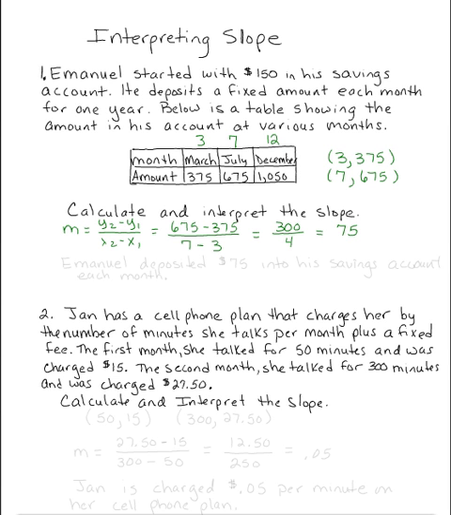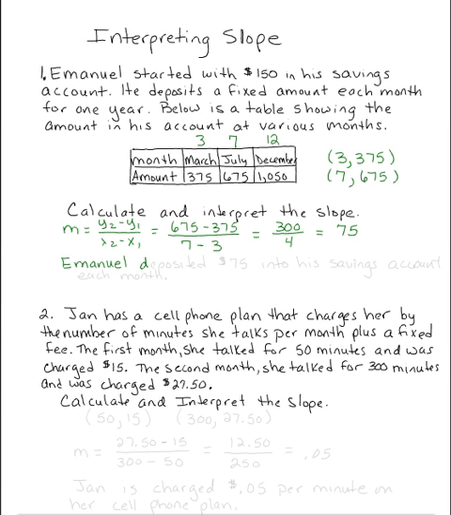Now that we've calculated the slope, we want to interpret that. Well, what is it that we were looking at? We were looking at Emmanuel, who started with $150 in his savings account, and every month he deposited a fixed amount. Well, what is that amount? Well, that's the slope. So here we can see that Emmanuel deposited $75 each month. And that's what we can write for our interpretation.